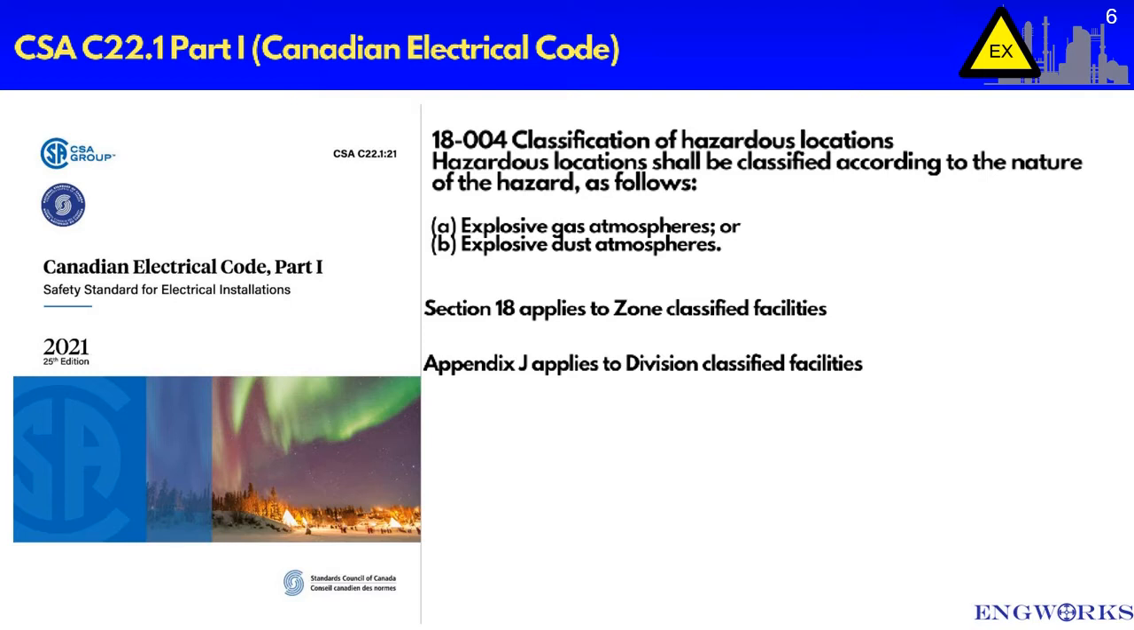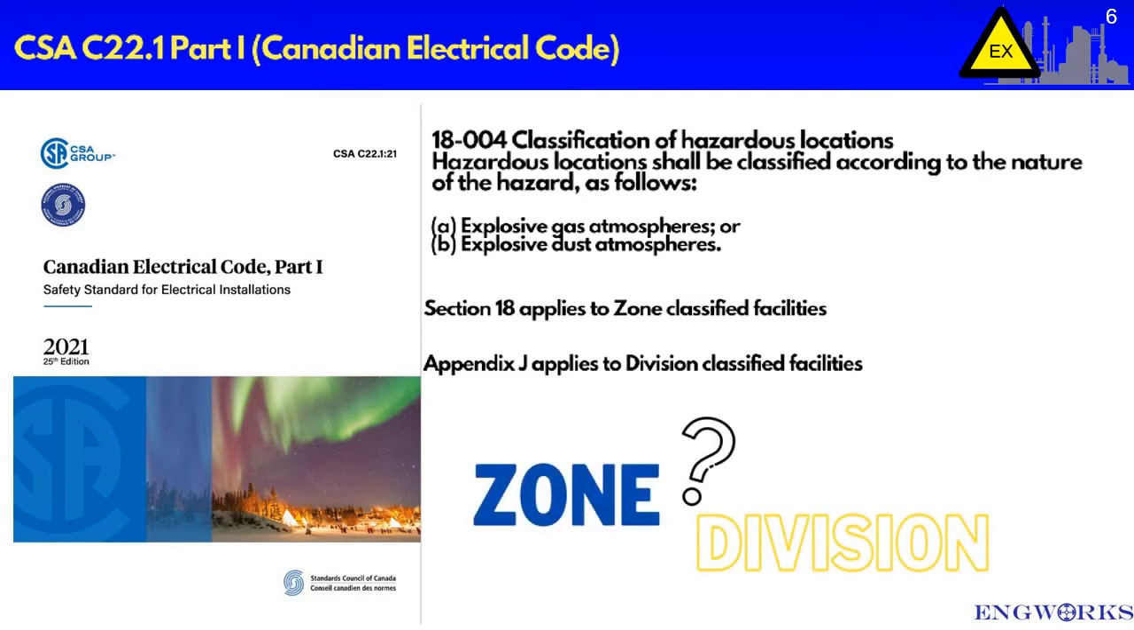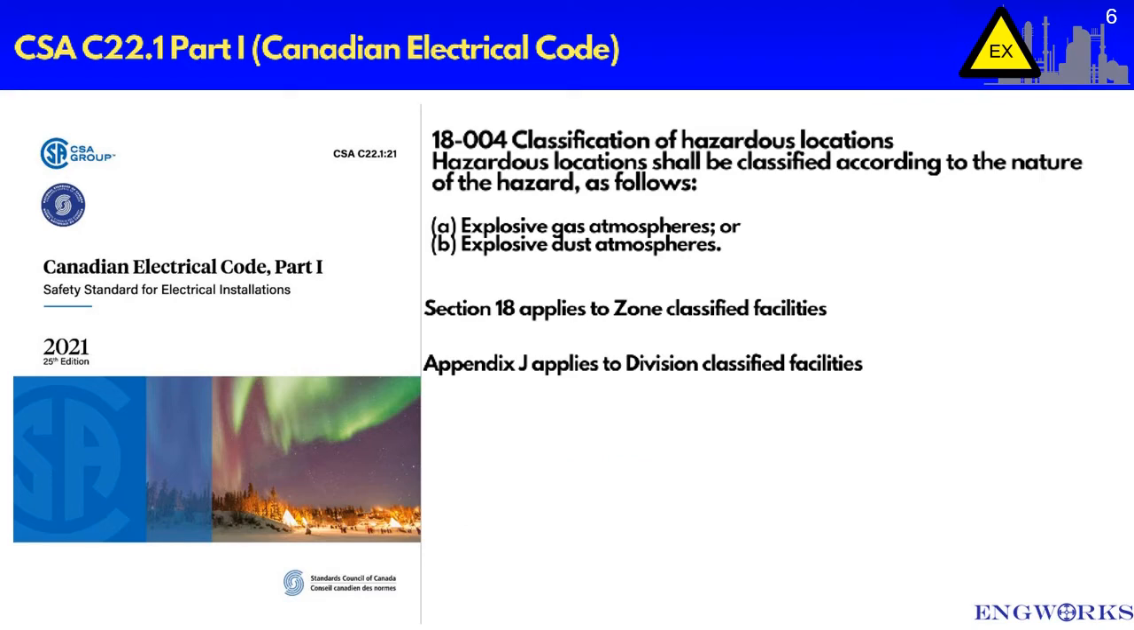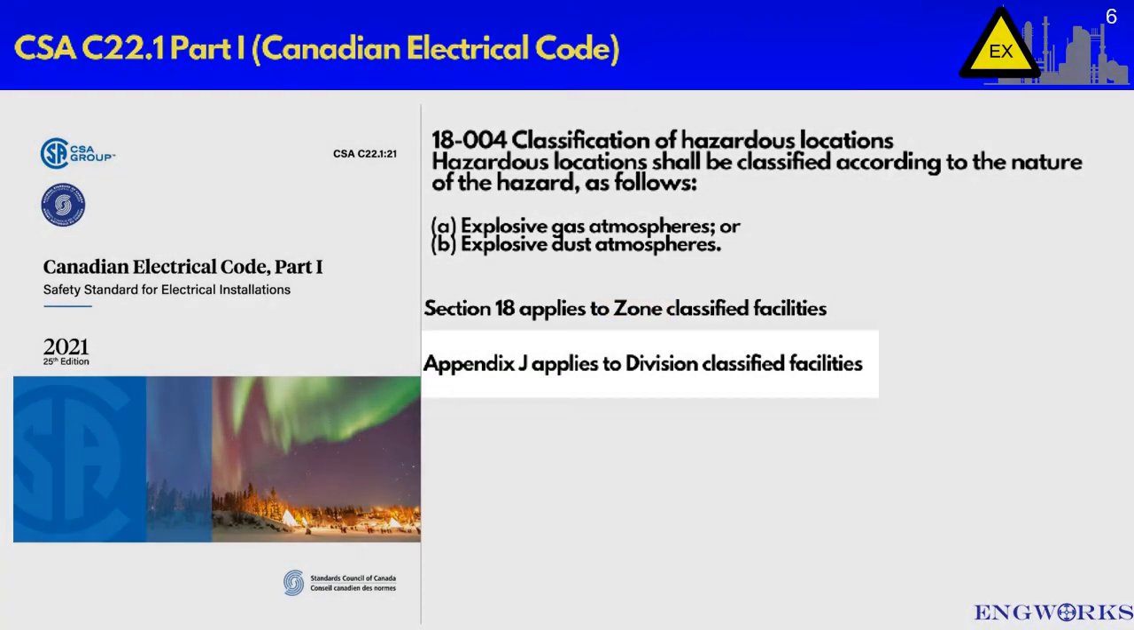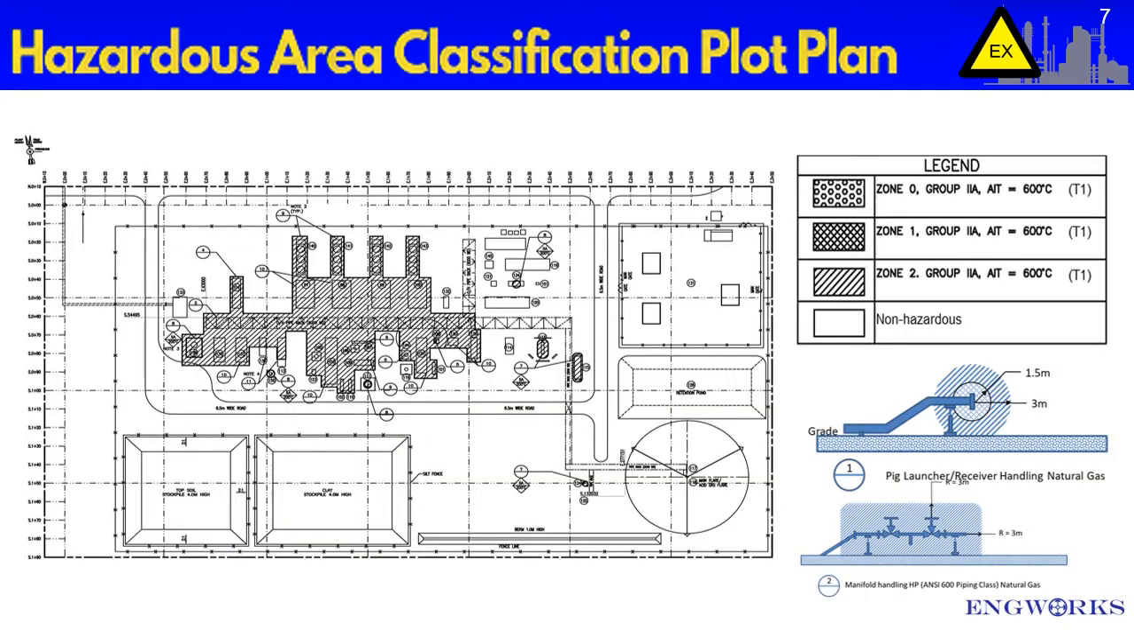Facilities may be classified using the zone system or the division system of classification. The rules that apply to the zone system are defined in Section 18 of the Canadian Electrical Code. Appendix J applies to facilities using the division system of classification. Locations where an explosive atmosphere may exist will be identified by a hazardous area classification design drawing or document.